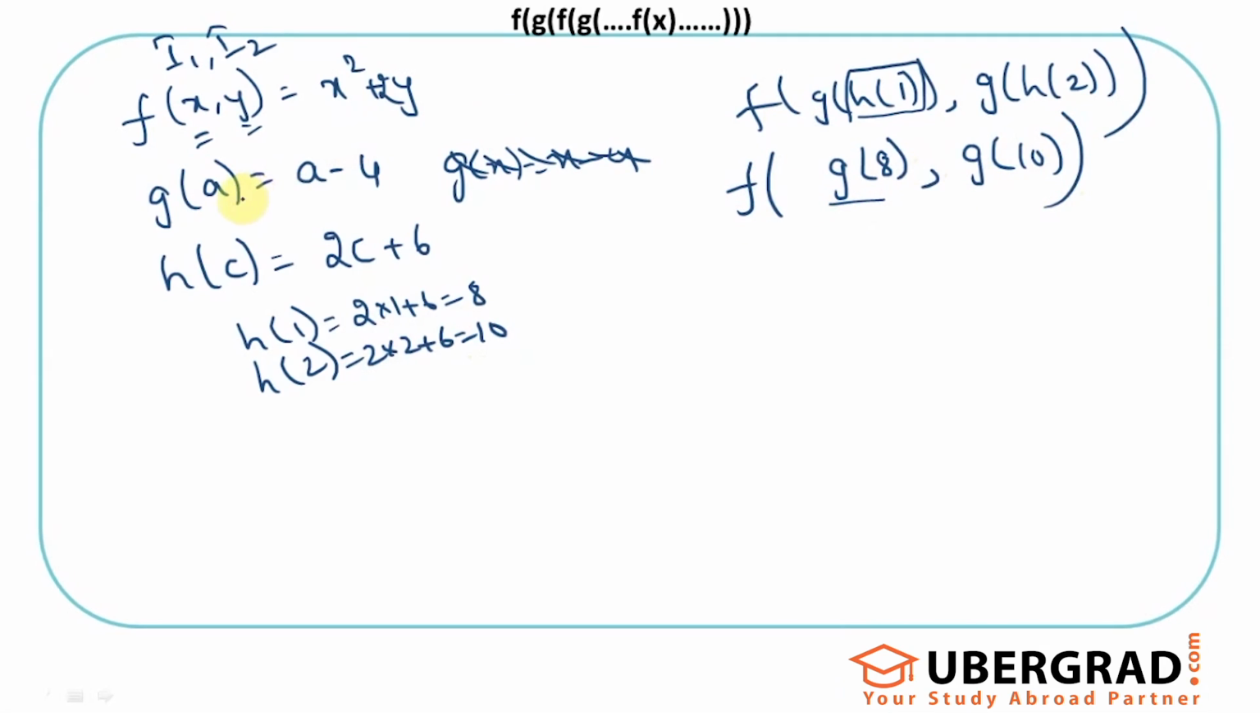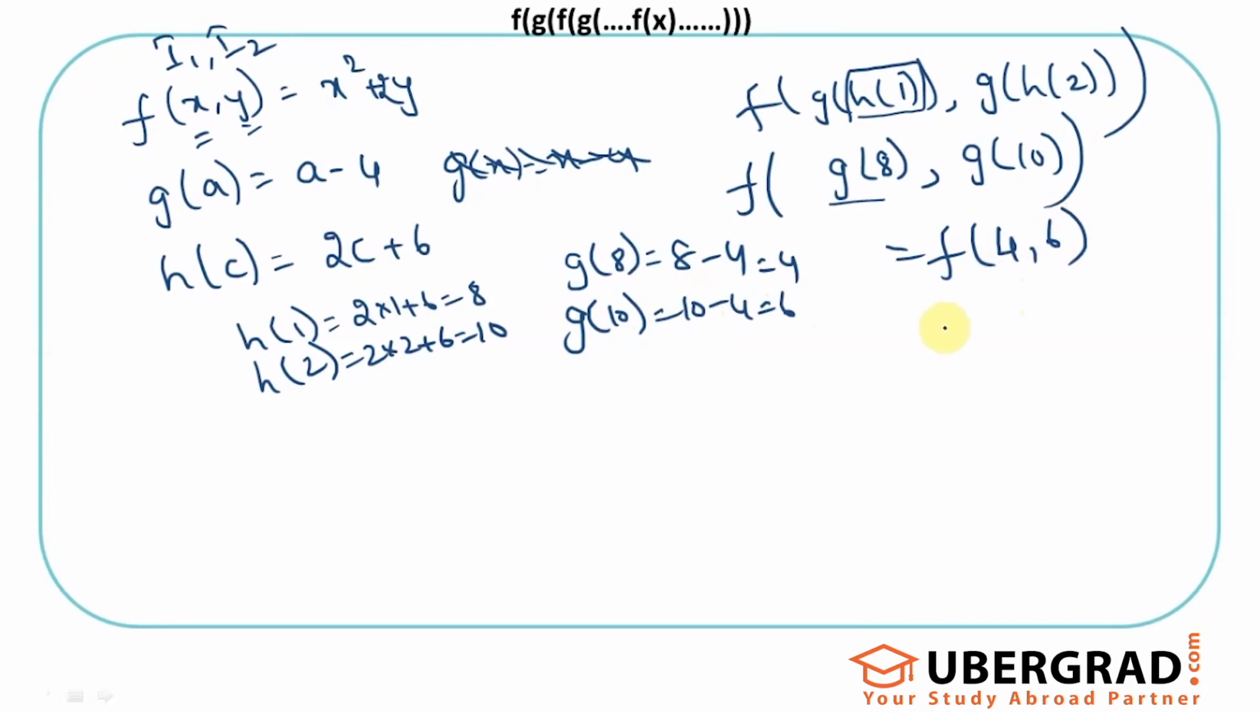Now let me find out what is g of 8 and what is g of 10. What is g of 8? a minus 4, that's 8 minus 4 is 4, and g of 10 is 10 minus 4 is 6. So this will translate to f of 4 comma 6. So f of 4 comma 6, if f of x comma y becomes x square plus 2y, this should be 4 square plus 2 into 6. So 16 plus 12, that is 28 is the answer. That's how you need to do it.